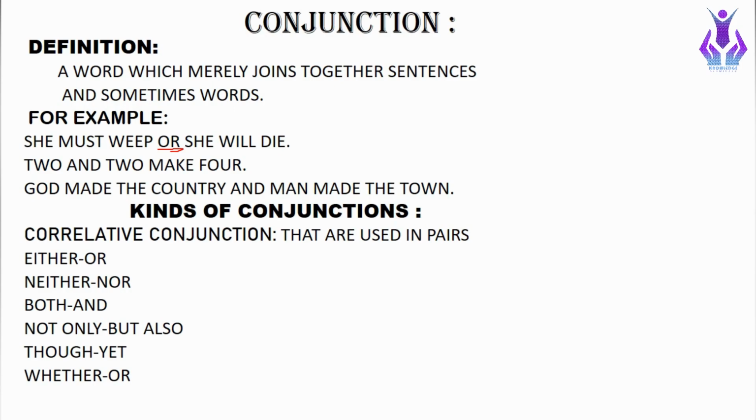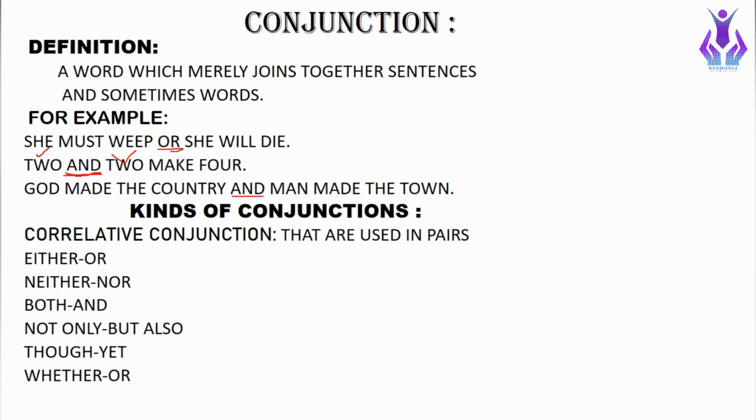The next is two and two make four. Here we can see the word and is joining two words rather than two sentences, that is two and two make four. So the coordinating conjunction and is put between two words to join them together. The next one is God made the country and man made the town. Here the word and is our coordinating conjunction.